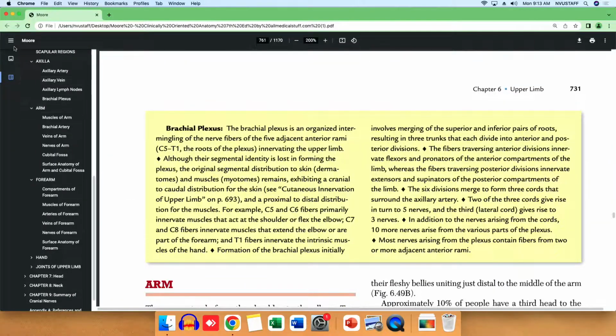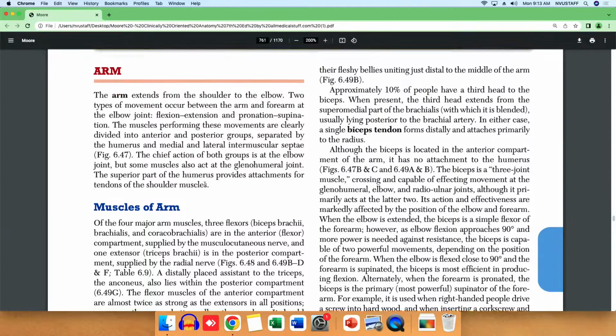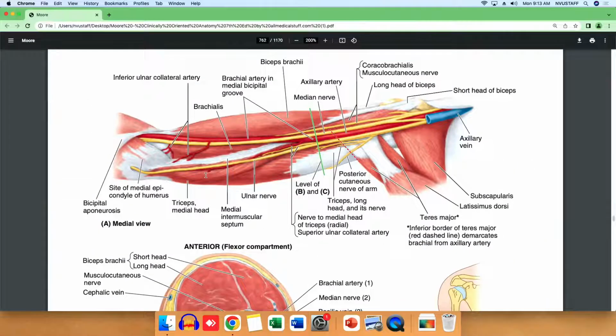Now we continue with the next region. The next region represents the arm. So we've talked, as you remember in the previous lecture, about axio-appendicular muscles. Now we start to talk about the muscles of the free upper limb.